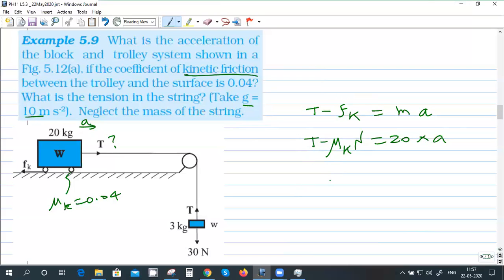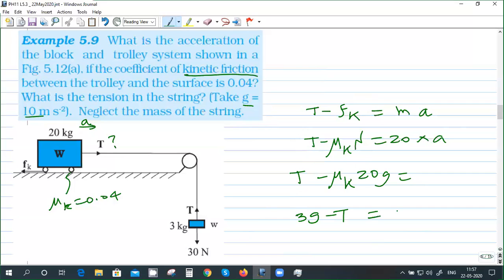Yeah. So N is what? 20 into g, right? Okay, so you get one more equation from this 3 kg block. That is the weight, 3 kg, right? So this 3 into g minus T equal to 3 into a. So this is equation 1.